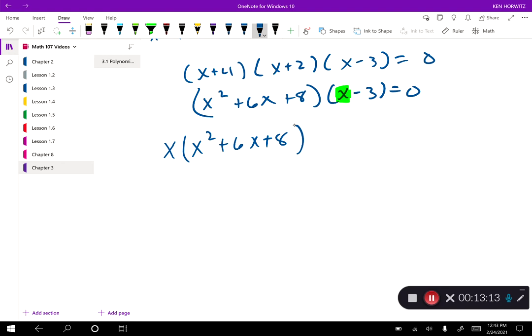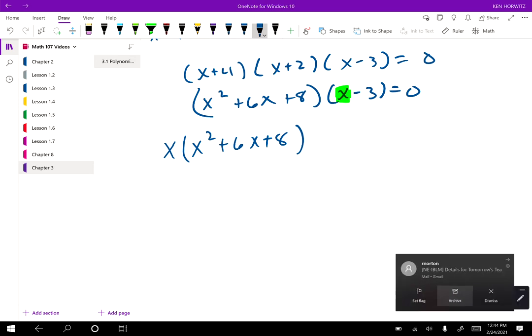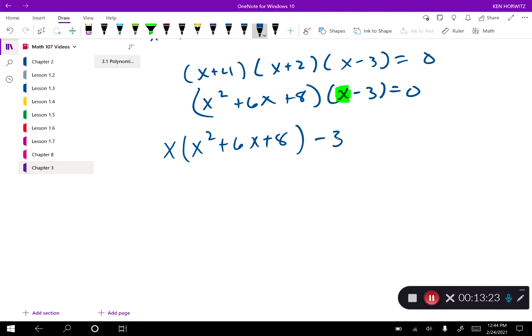It's not necessarily more work because you're only writing out what you're going to do. You're not actually doing anything just yet. So now I'm going to take the -3 and I'm going to multiply it times x squared plus 6x plus 8. And the whole thing still equals 0. So I only wrote out what I'm going to do. I didn't actually do anything just yet.